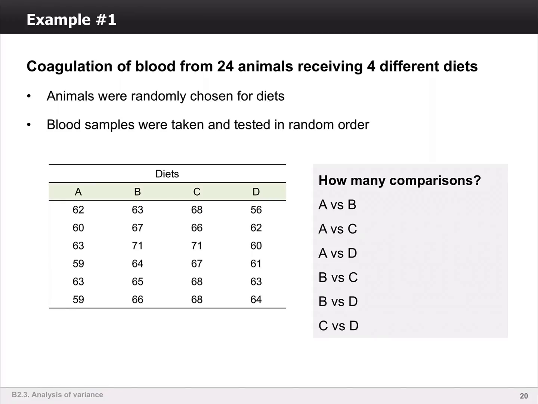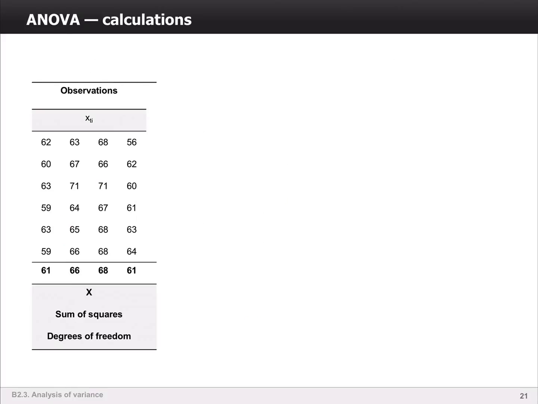You remember that we have 4 diets and we have 24 animals, split randomly into the 4 groups. Then after a while, we took a blood test and made a coagulation test and got 24 values, 6 values for each. Okay, so let's see how ANOVA will find if there is any difference between the diets. First of all, you need to calculate the average values. So these are the average values, right?